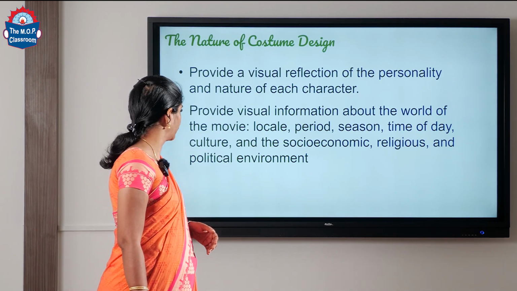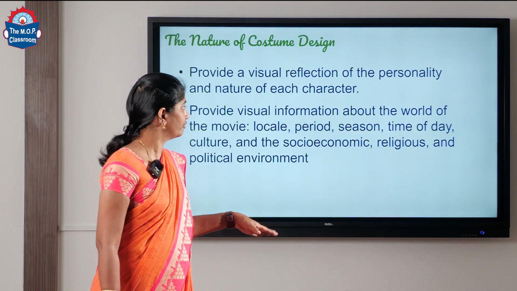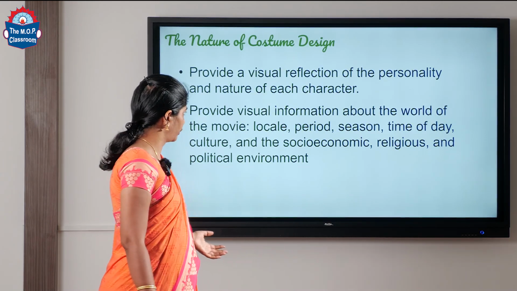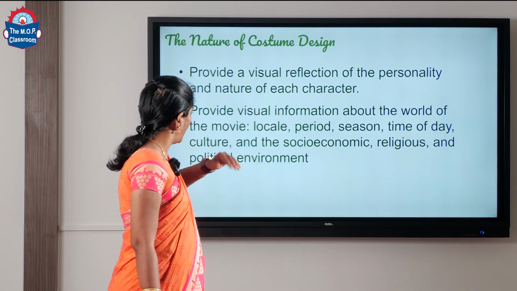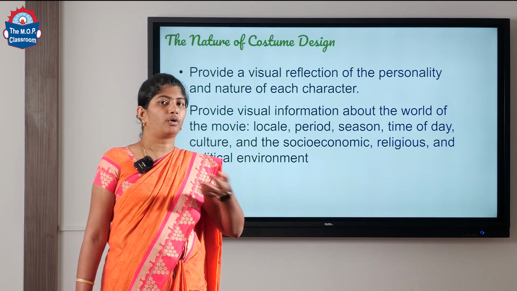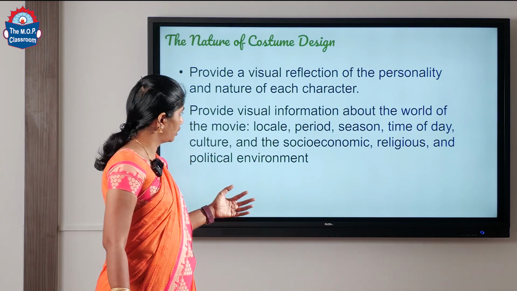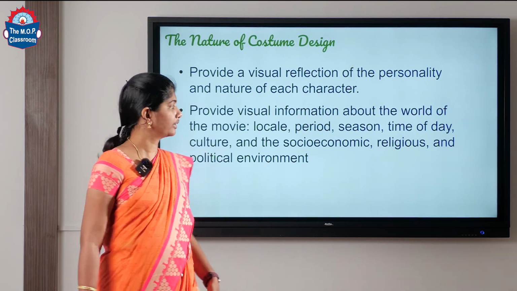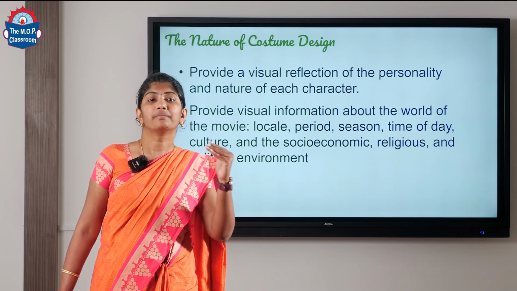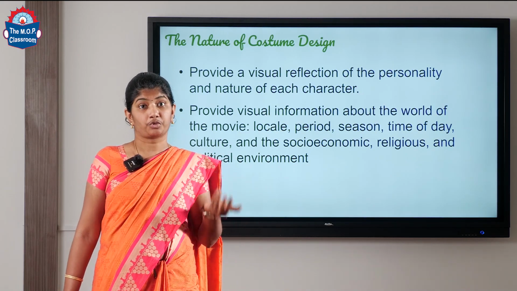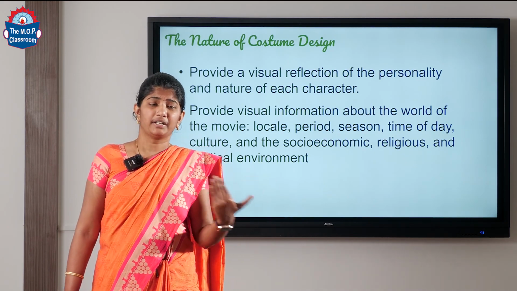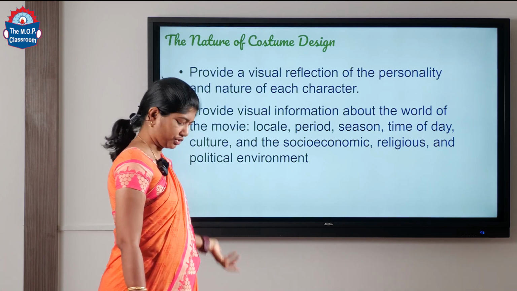Provide visual information about the world of the movie, like the location, where exactly the movie is taking place, the period, the season, that is summer, winter and all those things, time of day, morning, afternoon, noon, evening, culture, which culture, Mughal, British or Indian, socio-economic status, whether they are from the upper middle class or lower middle class, religious sentiments, and political environment. All these things can be reflected through your costume design too. So you don't have to convey all these things through dialogues, but they can be conveyed through your costume design.